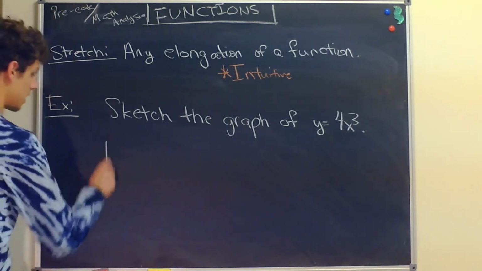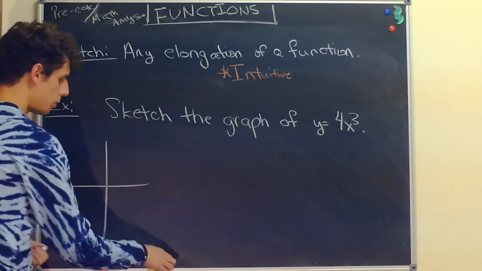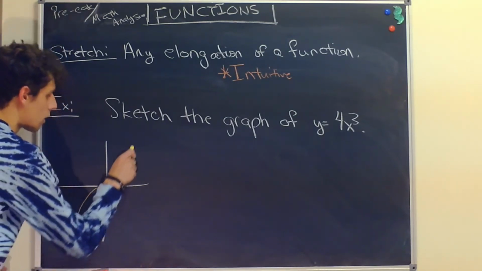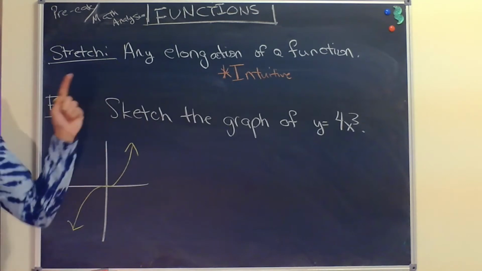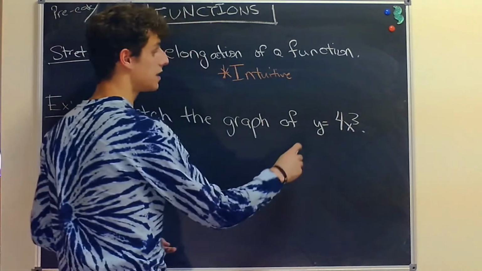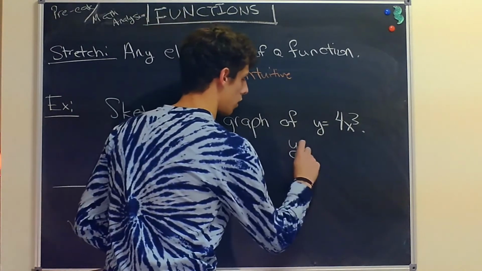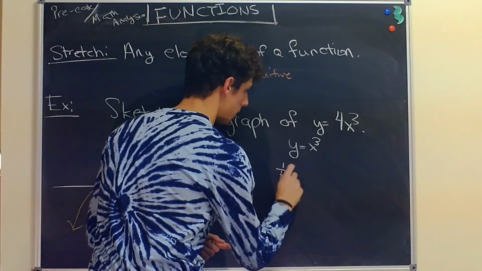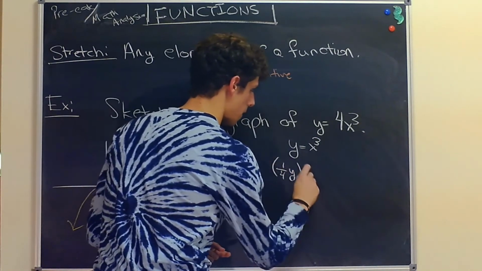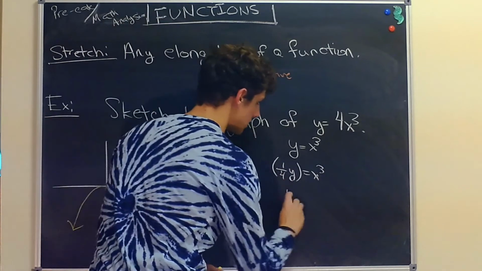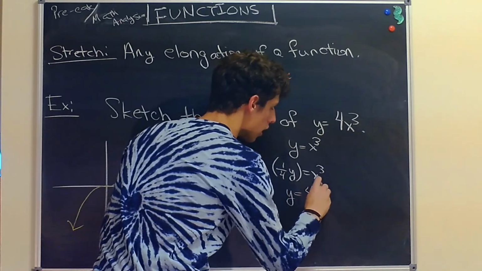So let's again take a look at our parent function, x cubed. If you remember from our toolkit earlier, it looks like this. Okay, so now we want to stretch this by a factor of 4. And what we've actually done here is we've replaced this y with a 1/4 y, and then moved it over outside of this cubed.